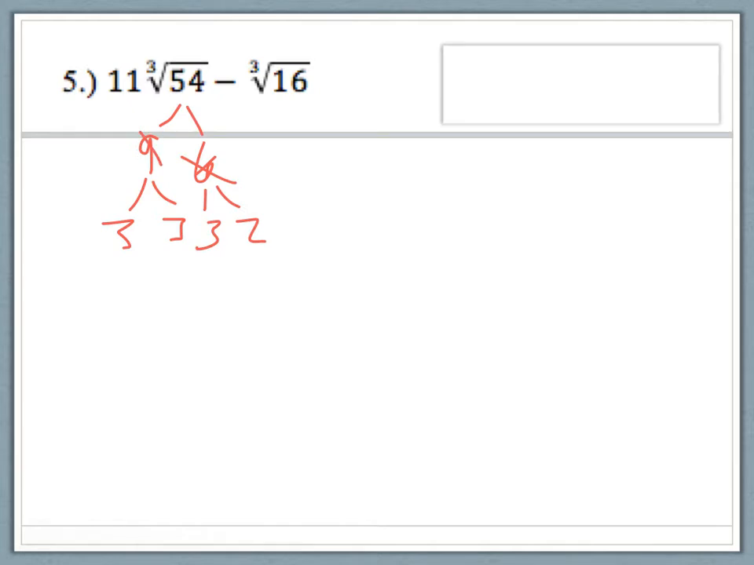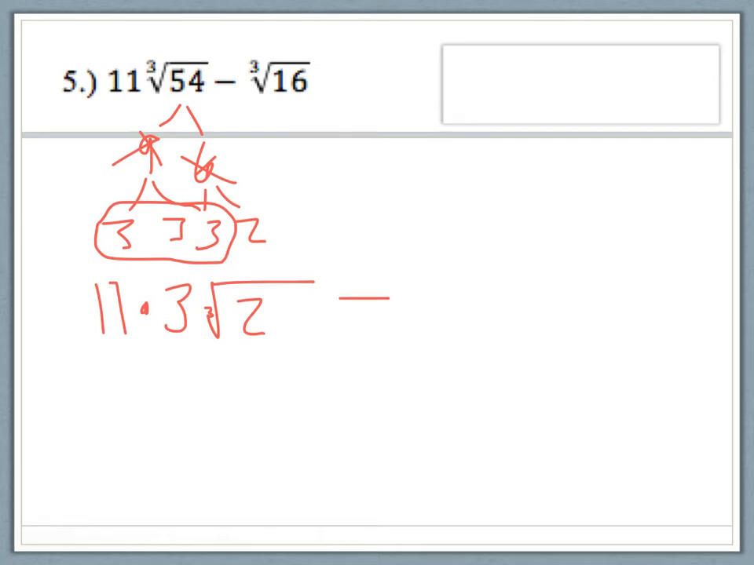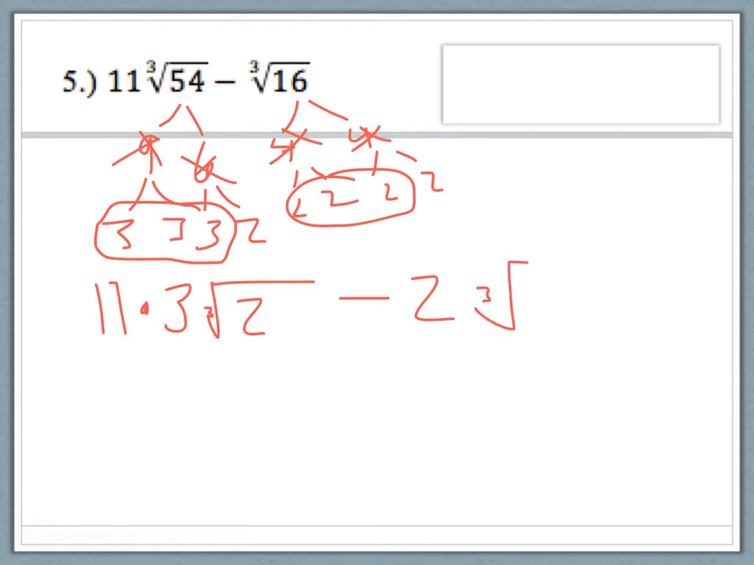Okay. So we're looking for groups of 3 now since it's a cube root, so I have one group of 3. Now here's where you got to be careful. I have an 11 out here. So really this is 11 times 3 cube root 2. Okay. Now let's go ahead and break down this 16. 16 is 4 and 4. 2 and 2. 2 and 2. So we're looking for groups of 3, so I have one group of 3 2's. So I'm bringing a 2 out, and then keep that cube root 2.